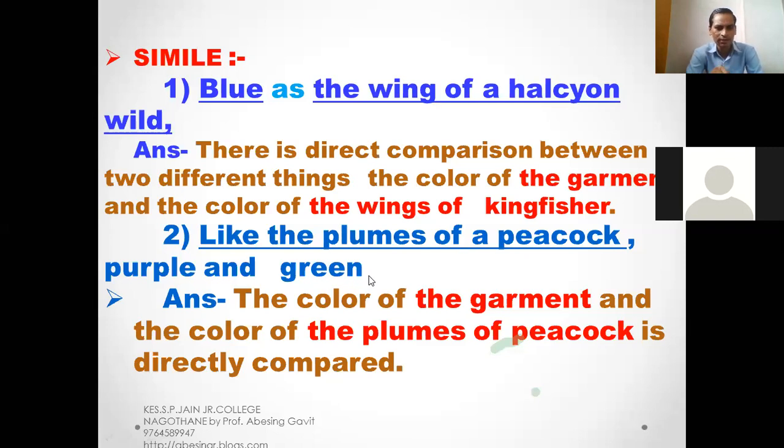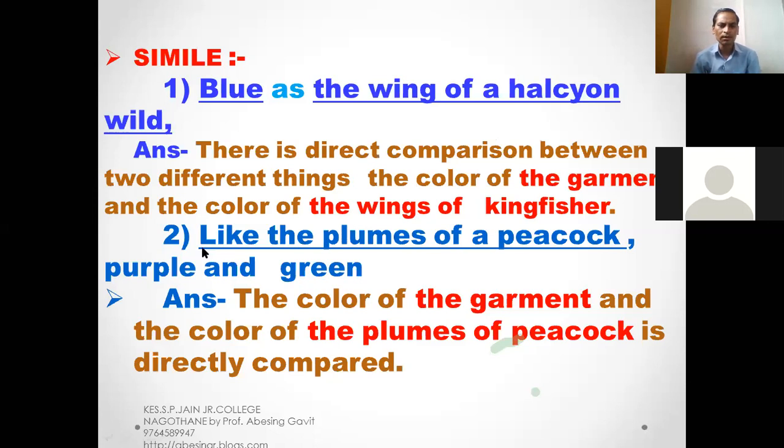I have given the explanation here. There is a direct comparison between two different things: the color of the garment and the color of the wings of the kingfisher. The color of the kingfisher's wings and the color of the garment are compared, which means the color is the same. So at least one point must be common in them. So what is the common point? Color is common in the garment and the wing of the kingfisher or Halcyon bird.